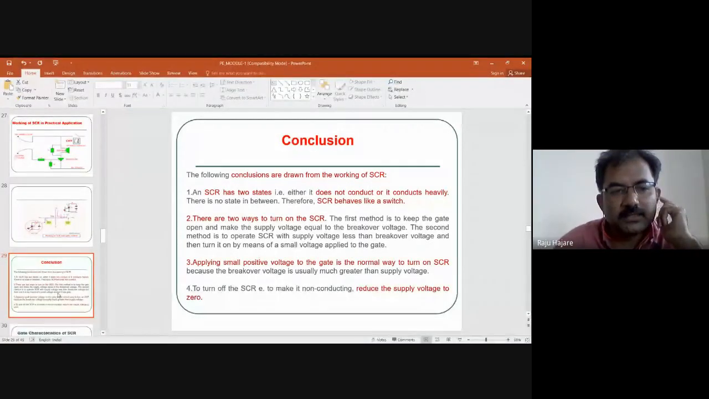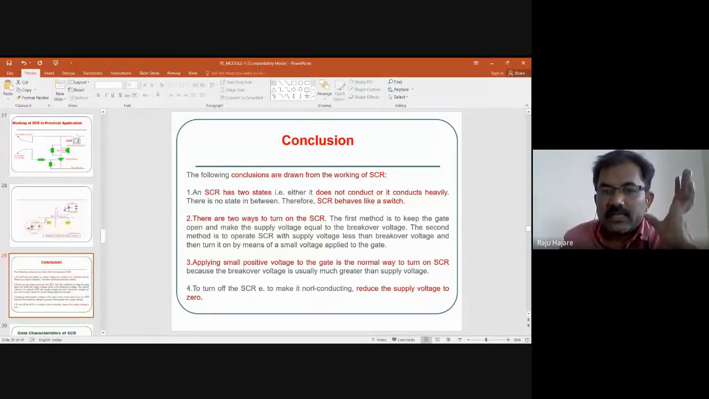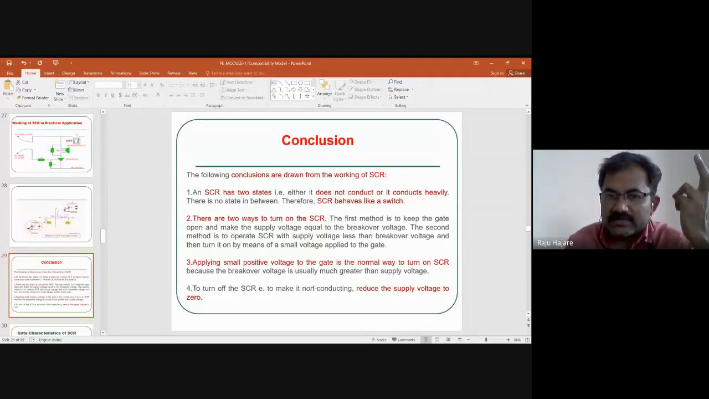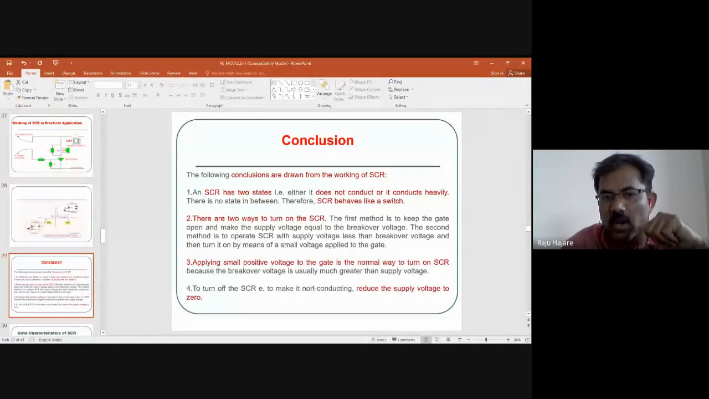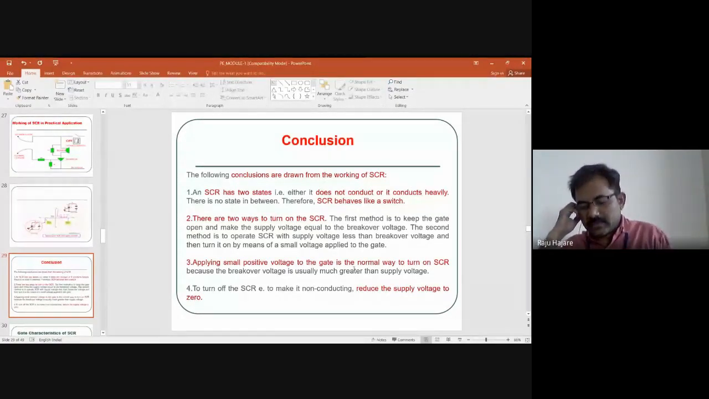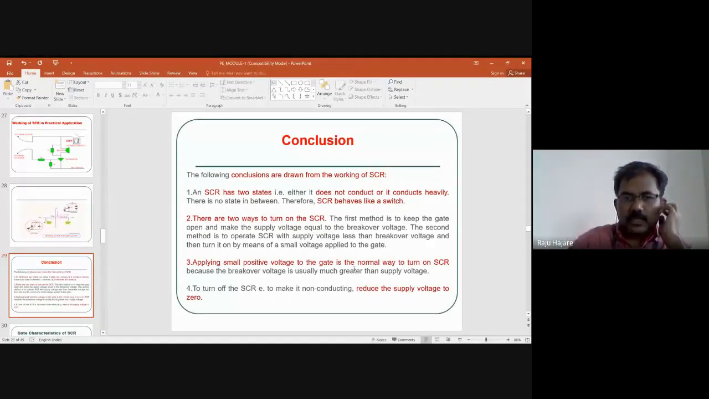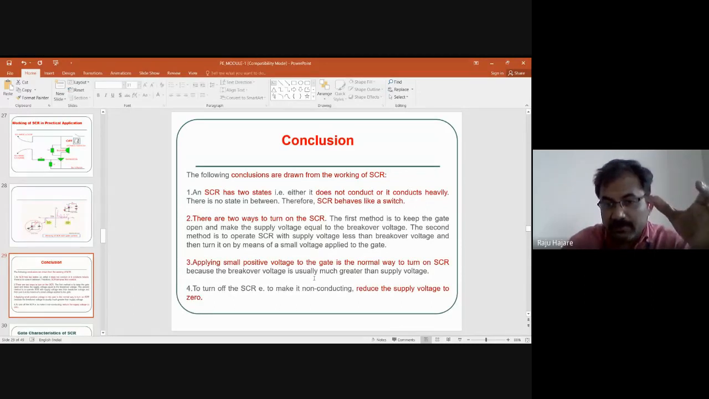So, what conclusions can you draw? SCR has two states: either it conducts or it doesn't conduct. So it can work as a perfect switch, an on switch and an off switch. Whenever it conducts, it conducts heavy current, and there is no state in between, only either off or on. That's why we say SCR behaves like a perfect switch. There are two ways to turn on an SCR that are used in practice.